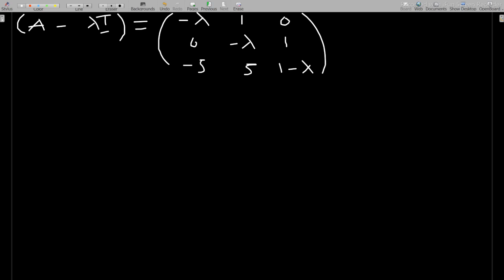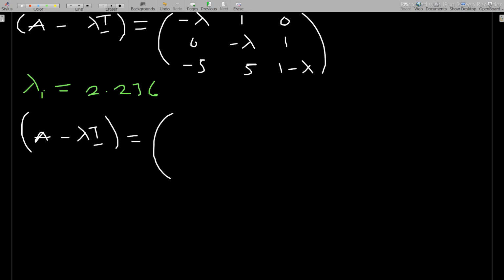So for lambda 1 equals 2.236, A minus lambda I, where our lambda here is 2.236, will give us negative 2.236, 1, 0, then 0, negative 2.236, then 1 here, negative 5, 5. I hope you can see what I'm writing. Let me erase and write them all.